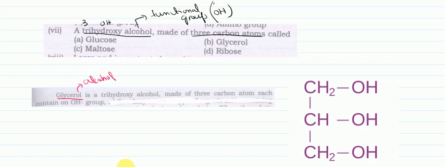Glycerol is an alcohol and it is a trihydroxy alcohol because in its structure you can see it contains 3 OH groups: 1 OH group, second OH group, and third OH group, 3 hydroxy groups. And how many carbons does this compound have? Carbon number 1, carbon number 2, and carbon number 3, made of 3 carbon atoms. So the compound that was asked is glycerol, right?